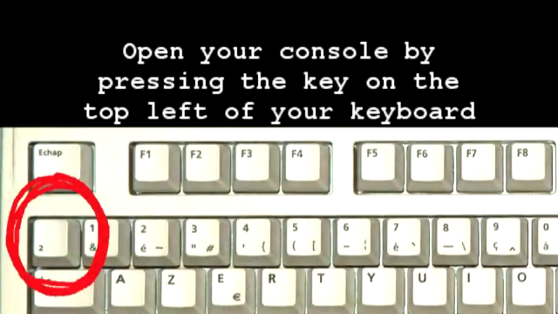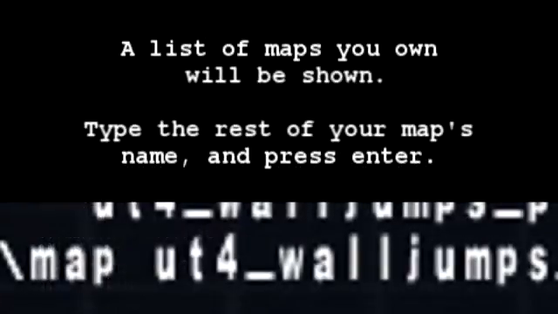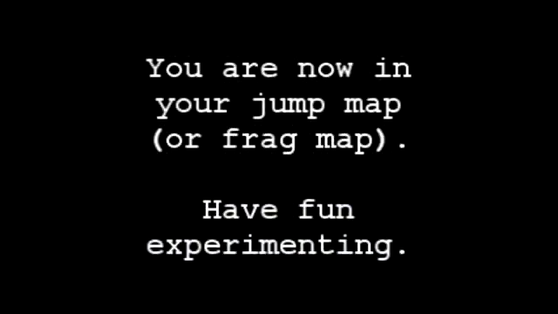Now open Urban Terror. Open your console by pressing the small 2 key on the top left of your keyboard. Then type /map space UT4 and press the Tab key. A list of maps you own will be shown. Type the rest of your map's name and press Enter. You are now in your jump map or frag map. Have fun experimenting.